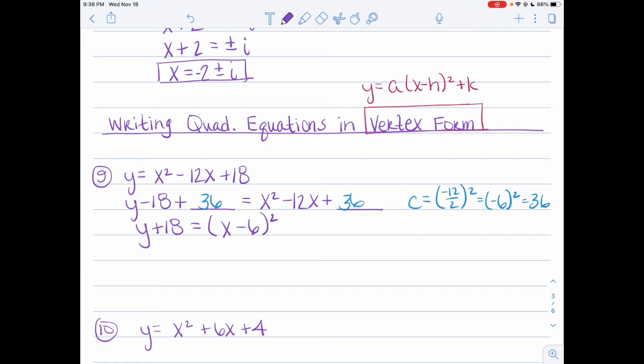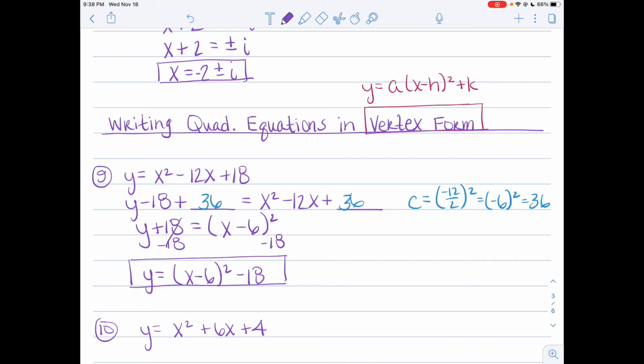All right, we are getting really close to having vertex form. The only thing that I need to do is get y by itself and move the constant over to the other side. So now that I am at the end, I'm going to subtract 18 from both sides, leaving me with y is equal to (x minus 6) squared minus 18. And this is my vertex form.